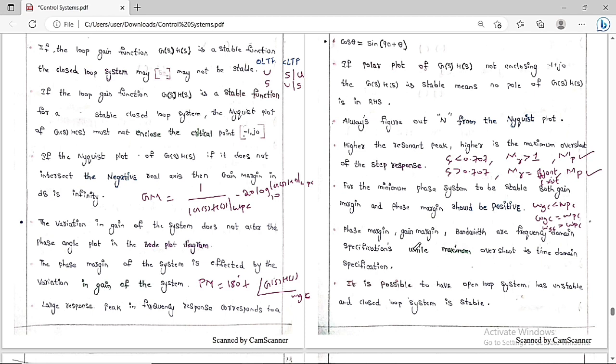The next one is the phase margin, gain margin and bandwidth, which are frequency domain specifications, whereas the maximum overshoot is a time domain specification.